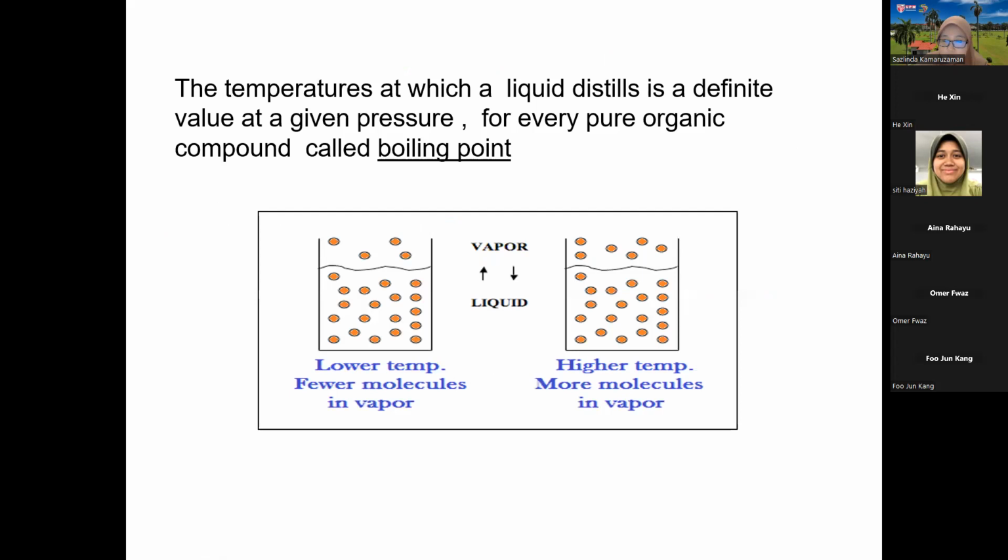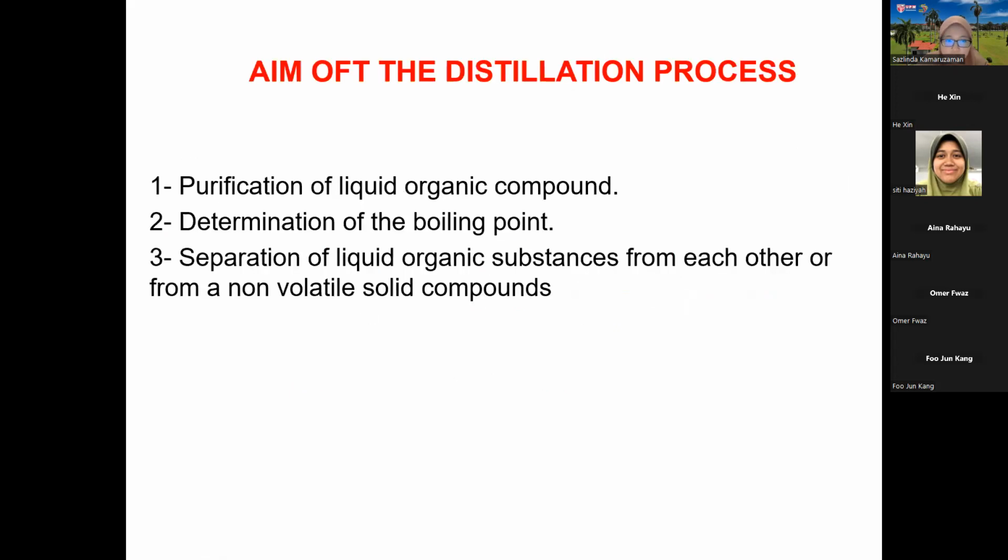Okay, so this is quite similar to the one that we already explained. Of course, the aim of distillation is to purify. Sometimes we can determine the boiling point of the substance. Okay, so separation of a liquid organic substance from a non-volatile solid compound. The best example that we can give here is the purification of salt water, right?